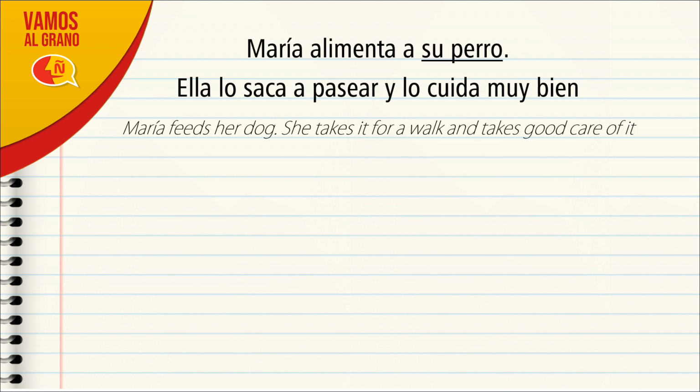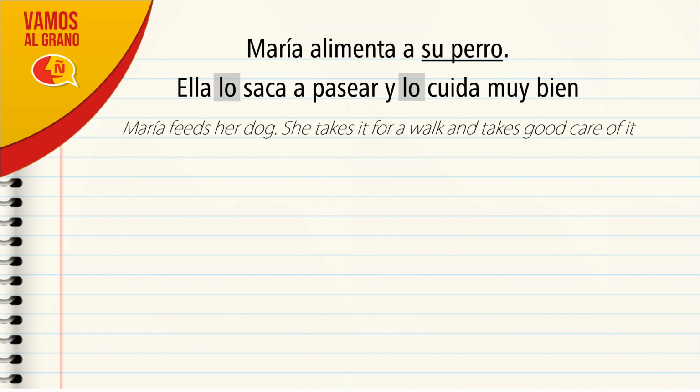As you already know, the word lo is part of the direct object pronouns in Spanish. For example, take a look at this sentence. María alimenta a su perro. Ella lo saca a pasear y lo cuida muy bien. As you can see here in the second part of this sentence, we use the direct object pronoun lo in order to avoid repetition in the sentence.